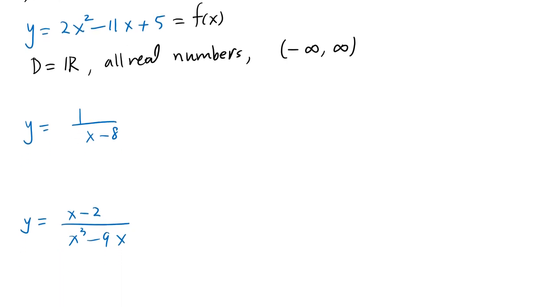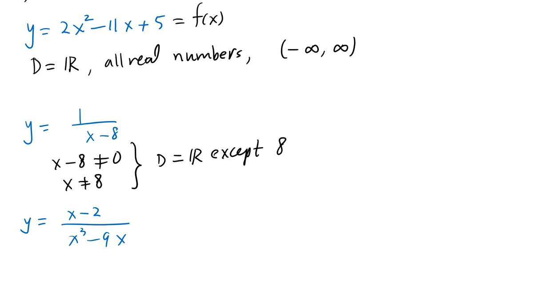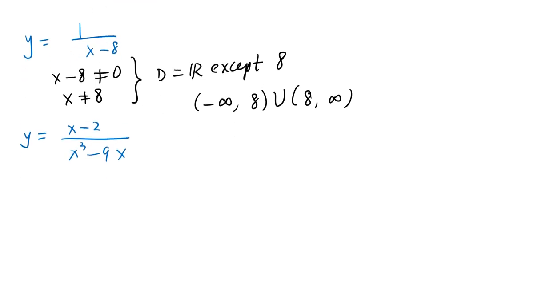For the second one, here we are not allowed to divide by zero in mathematics. Anything divided by zero is undefined. So this means if I take the denominator, this denominator cannot be 0, so x cannot be 8. So what would be the domain then? Domain is going to be all real numbers except 8. So you can't have 8 in there. So it's going to go negative infinity to 8, union 8 to infinity. So this means I'm excluding 8 from the domain.